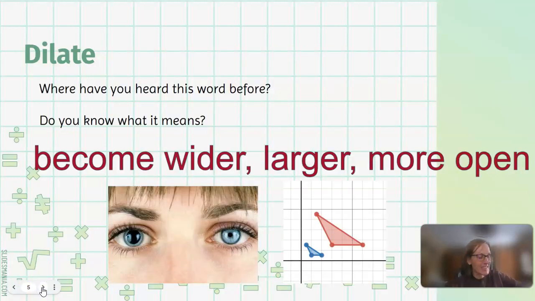All right, here's our lesson today for Unit 4. Unit 4 is a pretty short chapter. It's all about geometry. All right, you guys got this. So if you've heard of the word dilate before, maybe you've heard of somebody's eyes being dilated. If you look at this person's eyes, you can see that the pupil is much wider, larger, more open. It just means, if you look down at my image here, something that becomes wider, larger, or more open. So you're getting it to be bigger.